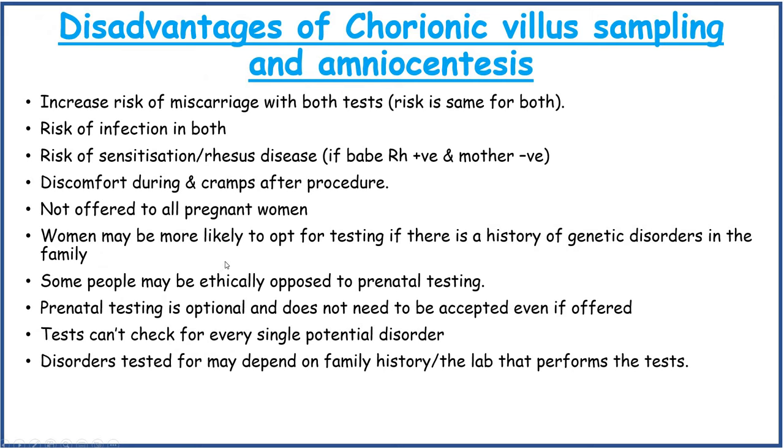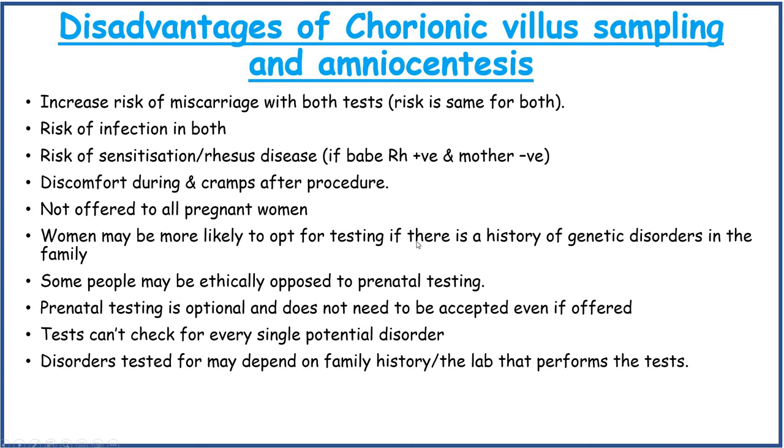Disadvantages of chorionic villus sampling and amniocentesis: they increase the risk of miscarriage with both tests, and the risk is about the same for both. There's a risk of infection in both, risk of sensitization or rhesus disease, if the baby is rhesus positive and the mother is rhesus negative. Discomfort during and cramps after the procedure, not offered to all pregnant women, only people that have a higher risk.